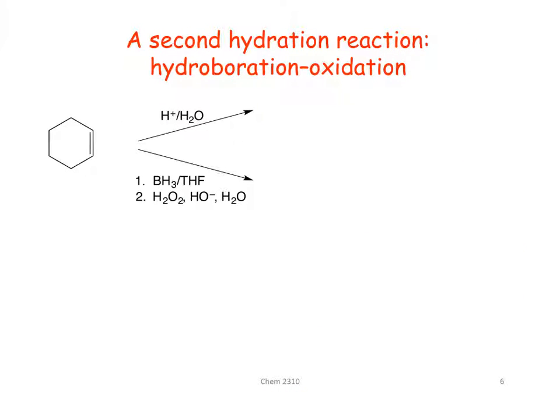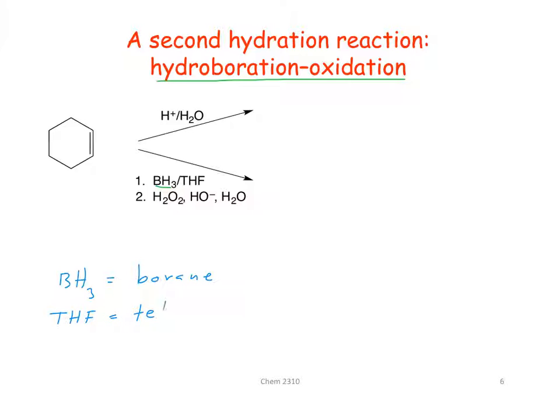Okay, so we're going to look at one more way to do hydration reactions. This second approach is called a hydroboration-oxidation reaction. So it's going to use boron, hydroboration. In fact, it uses BH3. BH3 is called borane. Other things in this reaction, THF is a solvent.